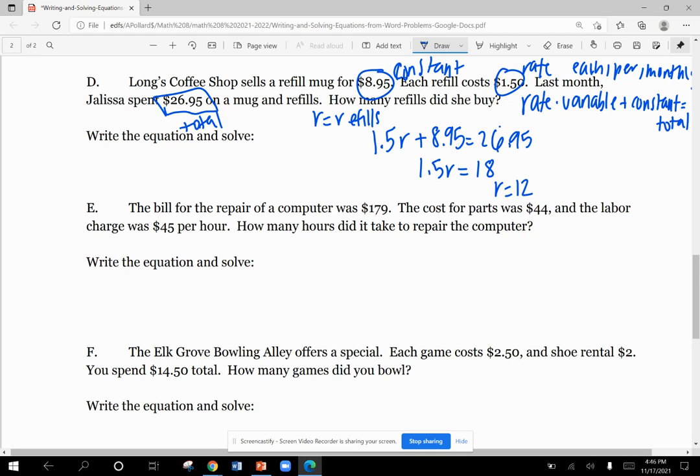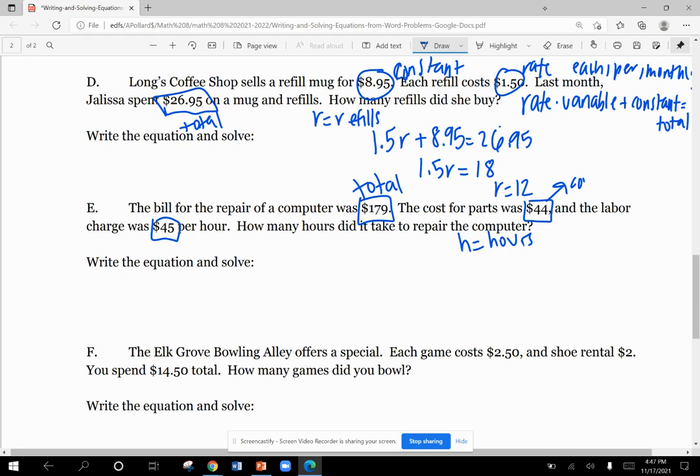The next one, the bill for the repair of a computer was $179. The cost for parts was $44 and the labor was $45 per hour. And we want to know how many hours it took to repair. So we know H is hours. That's what we're looking for. And I like to box off all the numbers we have so we're able to see which one's which. So this was the total because that's how much she spent on everything. The cost for parts was $44. So without any labor, this is how much she had to pay.